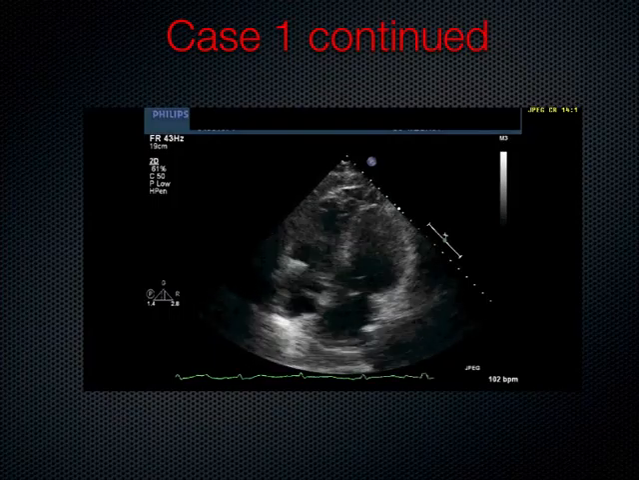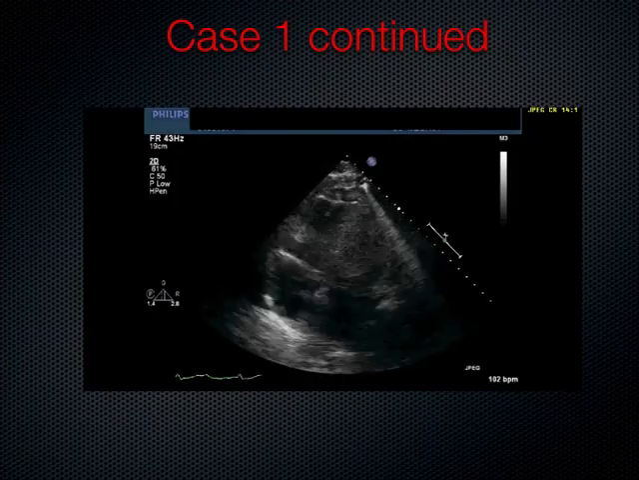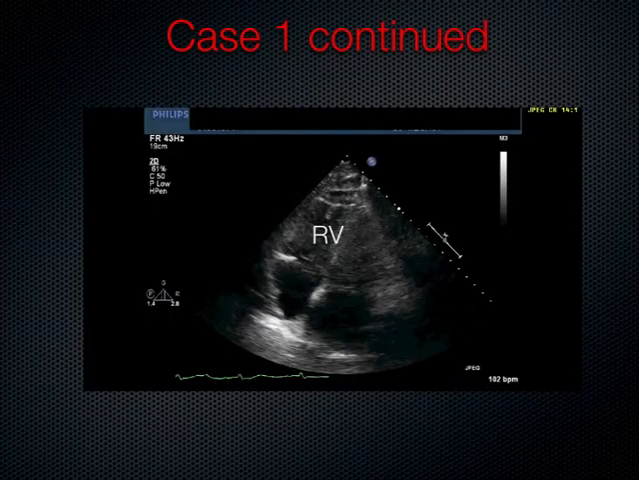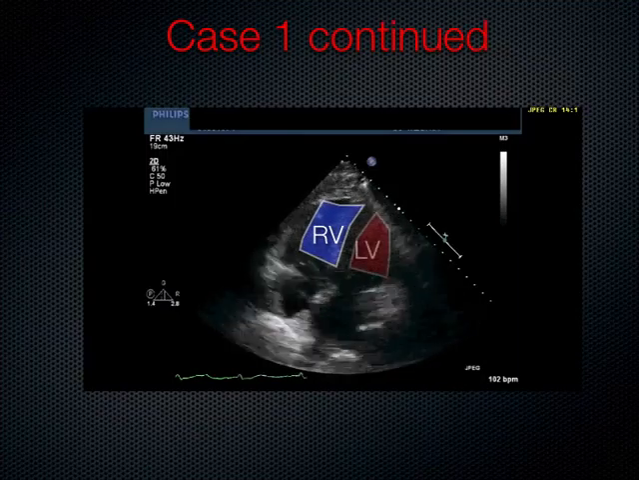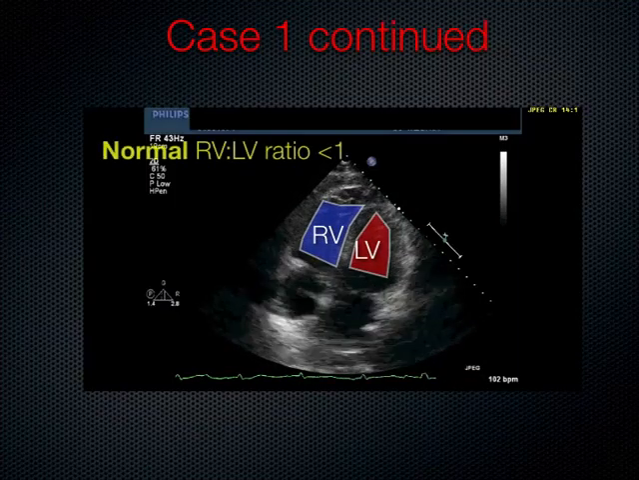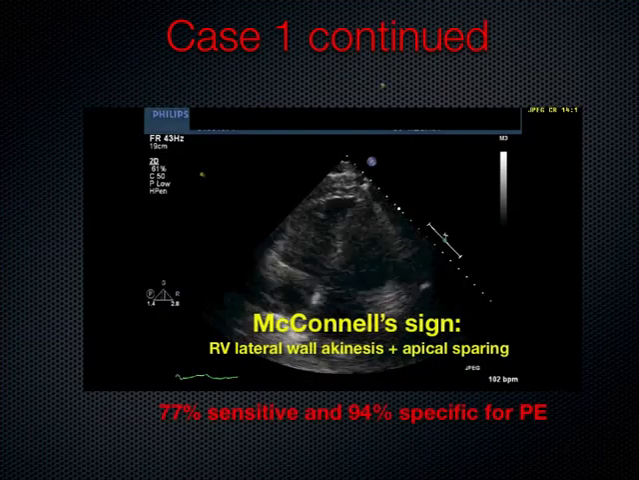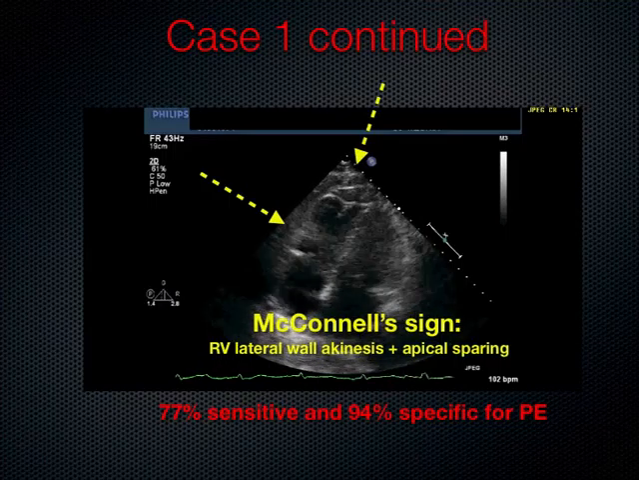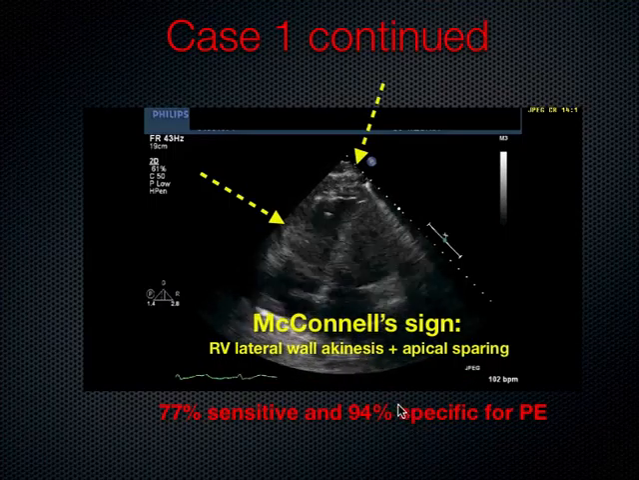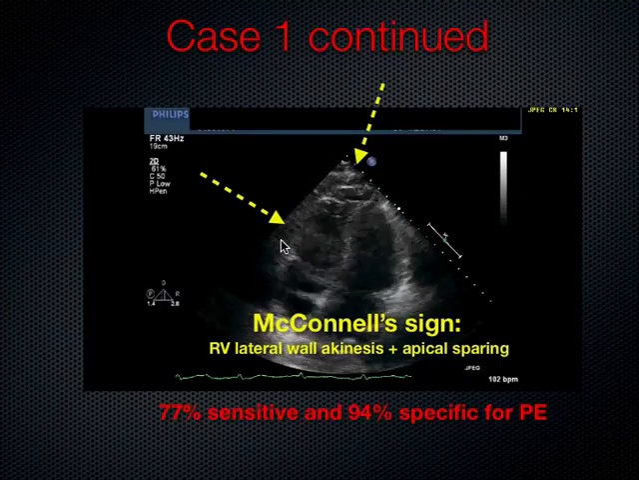As we look at this patient's heart, we know the normal RV to LV ratio: the RV should be 2/3 the size of the LV. In this case, it looks like it's quite large. The RV, in fact, is bigger than the LV, and so this suggests that the person has a pulmonary embolism. There's another thing going on here, which is McConnell's sign. McConnell's sign is when you have RV lateral wall akinesis with apical sparing.